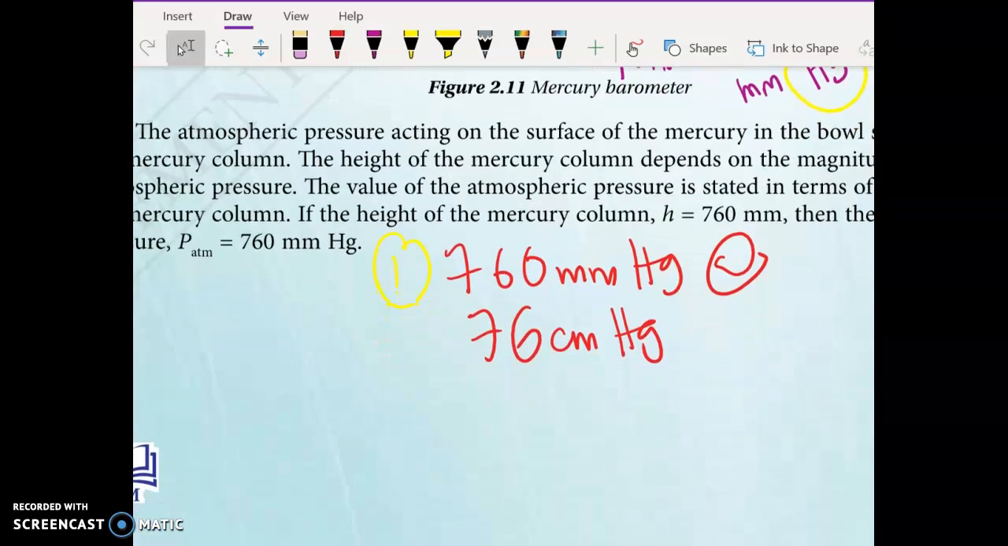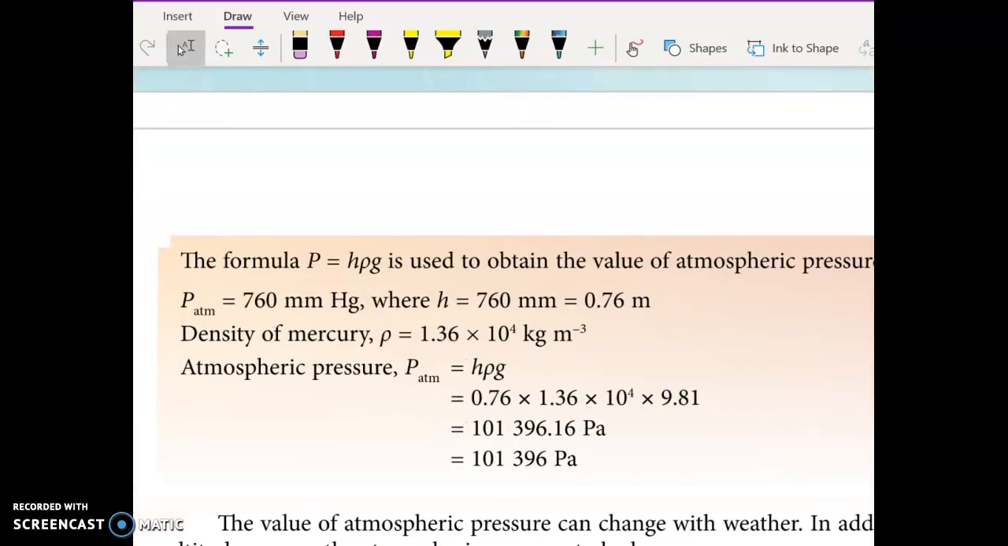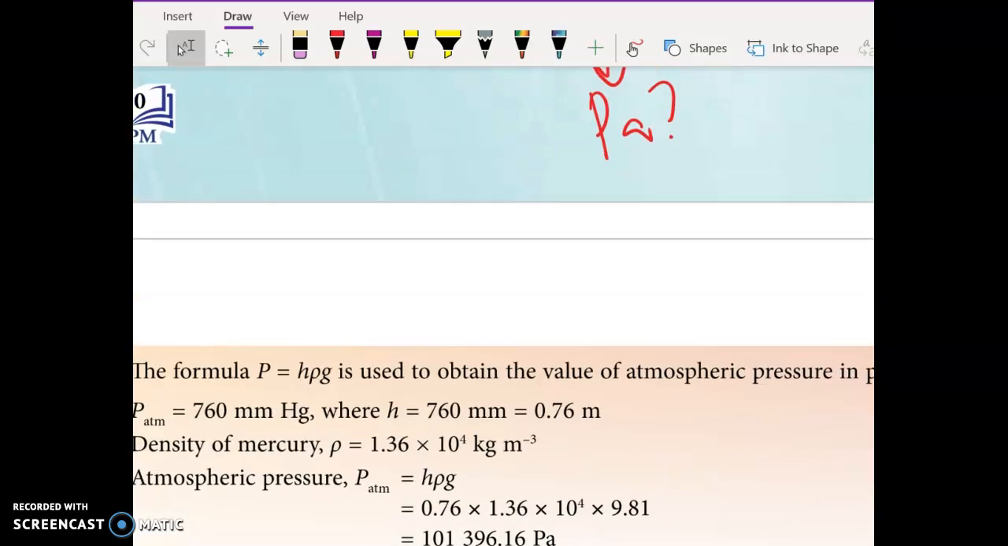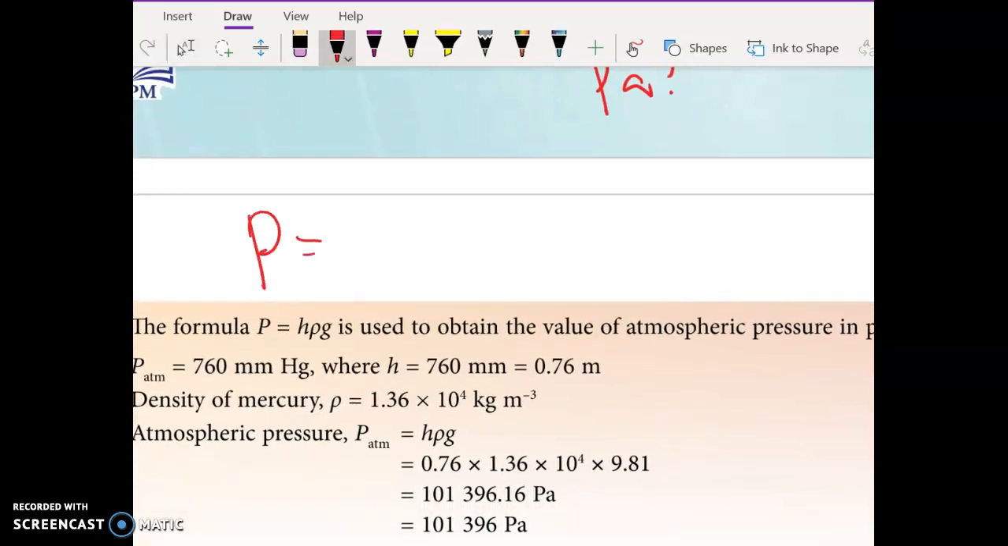Now what happens if you want to use Pascal? You know that Pascal is another unit of pressure. How do we convert 76 centimeter Hg to Pascal? Here is the conversion. In the previous subtopic, you learned that liquid pressure is equal to h rho g, where h is the height of the liquid, rho is the density of liquid, and g is gravitational acceleration. You can use this formula to convert the pressure.